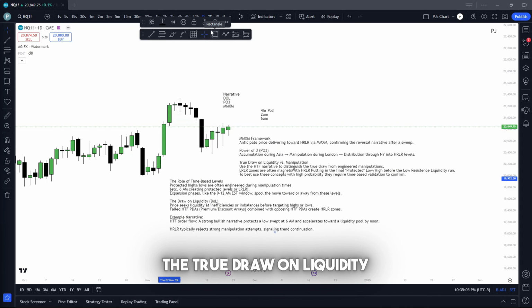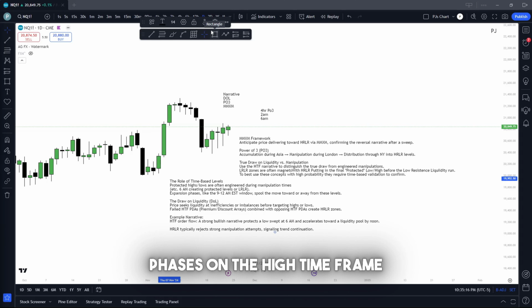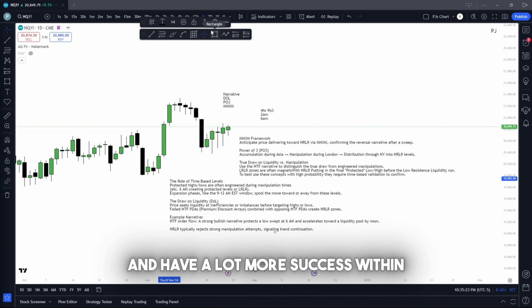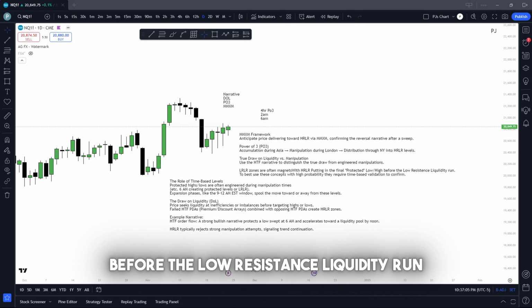The true draw on liquidity is often distinguished and found by using the high time frame. You will be able to find your manipulation phases on the high time frame a lot easier and be able to follow that on the low time frame and have a lot more success within your trades. LR zones are often used as magnets with your high resistance low or your high resistance high, putting in the final protected high or low before the low resistance liquidity run.